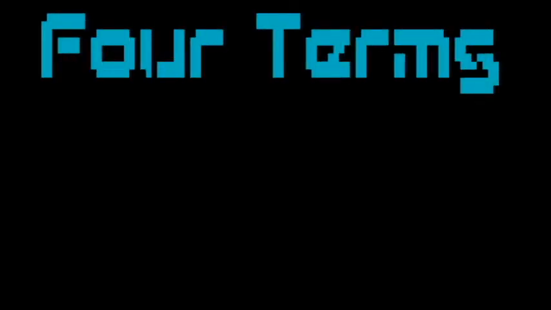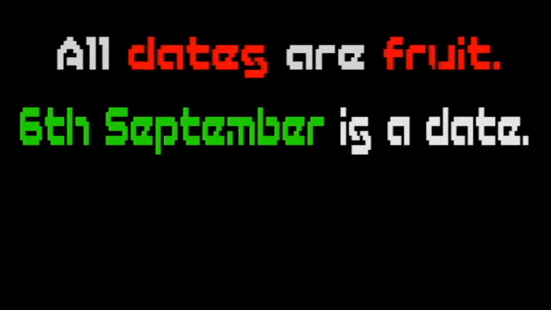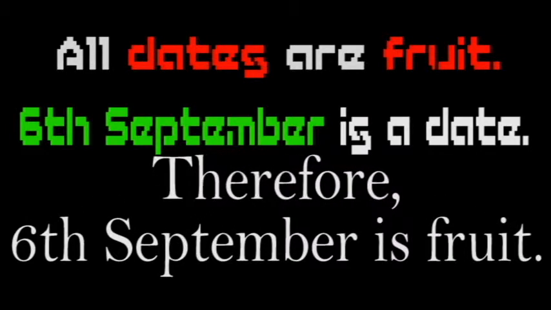The first formal syllogistic fallacy is four terms. Four terms means a valid form of categorical syllogism must contain exactly 3 terms, each of which is used in the same sense throughout the argument. Example: All dates are fruit. September 6 is a date. Therefore, September 6 is fruit.